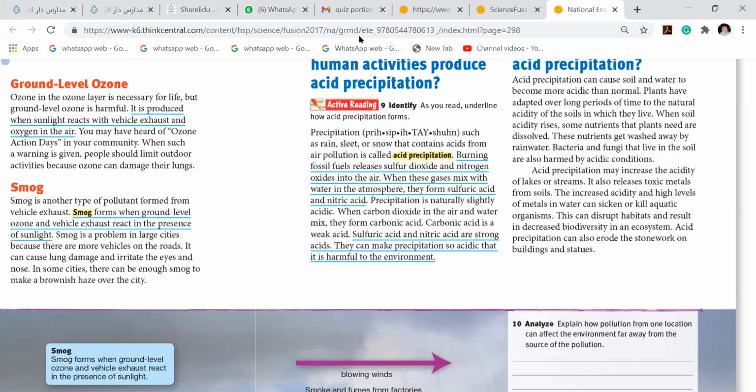Is she there? Yes, Miss. Can you please continue? Acid precipitation can cause soil and water to become more acidic than normal. Plants have adapted over long periods of time to the natural acidity of the soils in which they live.